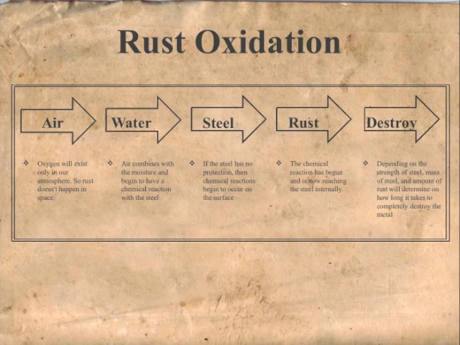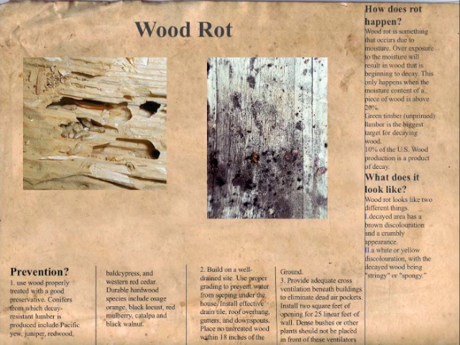This is what happens with rust. Air carries the water, and it has contact with the steel, and then it has rust, and it destroys the product and makes it weak. Here's some wood rot examples. On the left here we have insects, and these are one type of wood rot. And on the right here is wood rot from moisture.